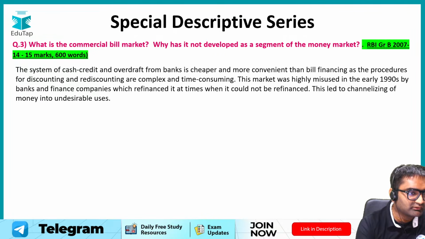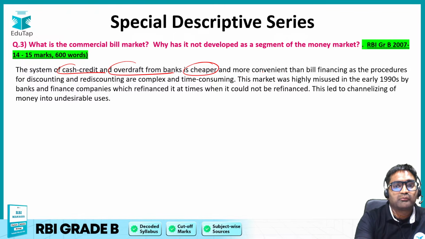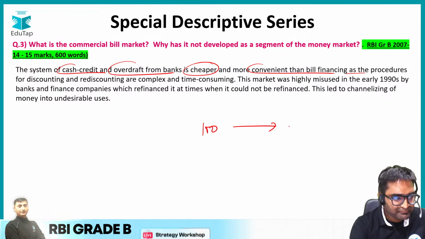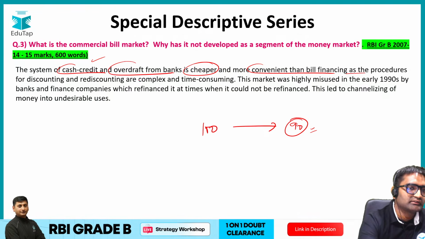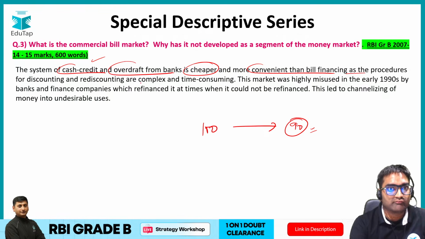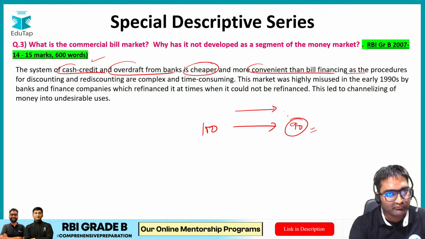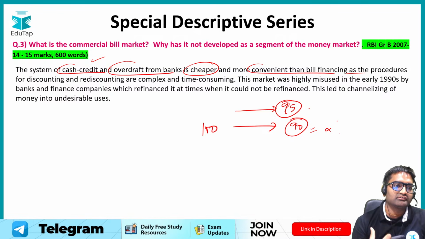And ending with the conclusion, the system of cash credit and overdraft from banks is cheaper and more convenient than bill financing. Okay, in bill financing, if you are giving a bill of 100 rupees, you are getting 90 rupees in a discounted manner. But if you are taking a cash credit or going for an overdraft on your current account, you might get 95 or something. So here you are getting less money, so that is why this is not preferred.